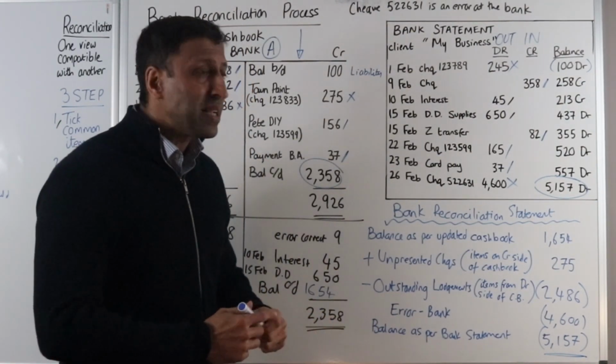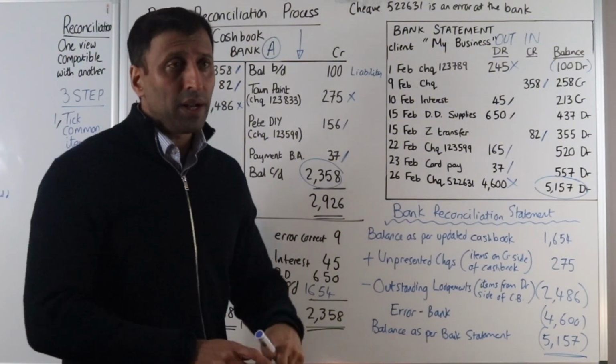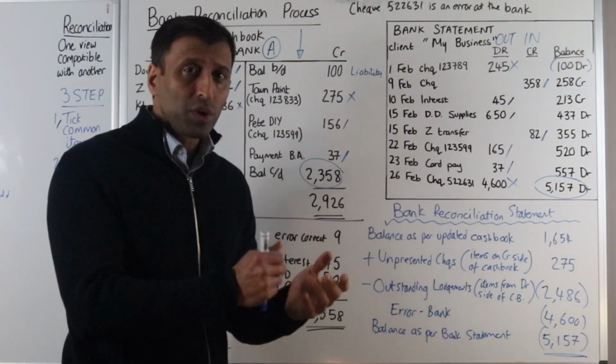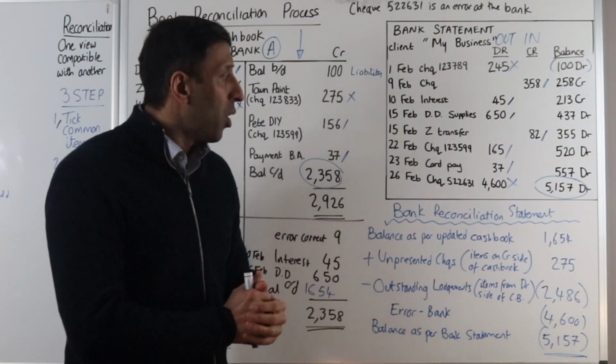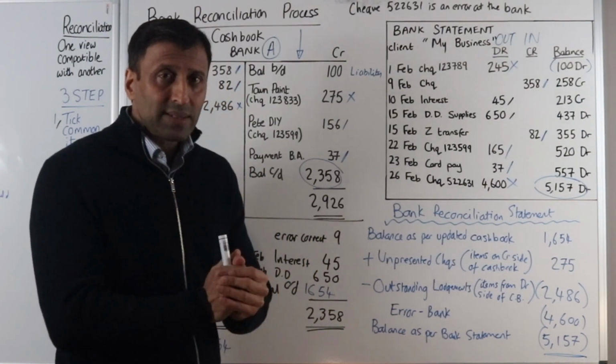So that basically gives us confirmation that there's no other transactions and probably no other fraudulent transactions that we're not aware of. Okay, I hope that explains the process of bank reconciliation.